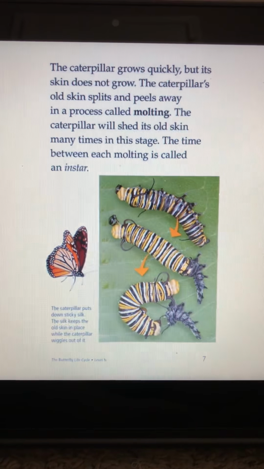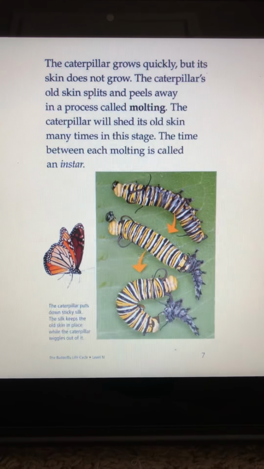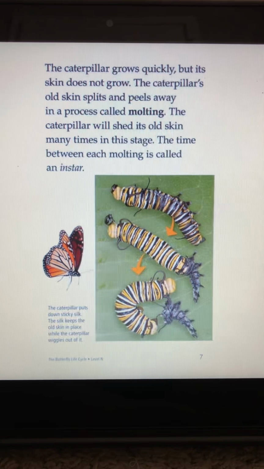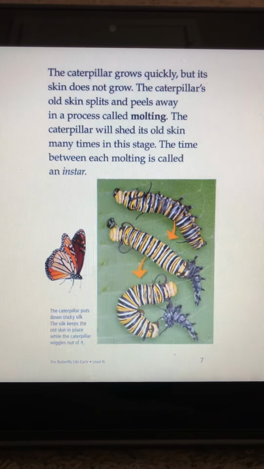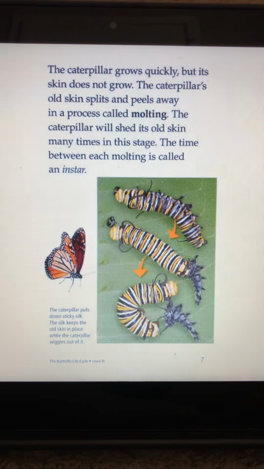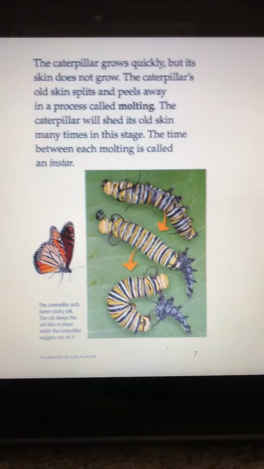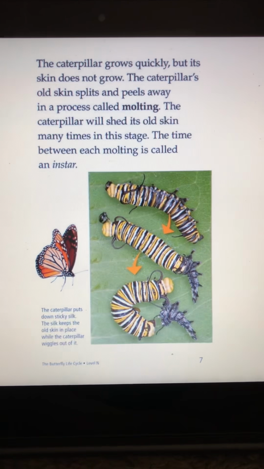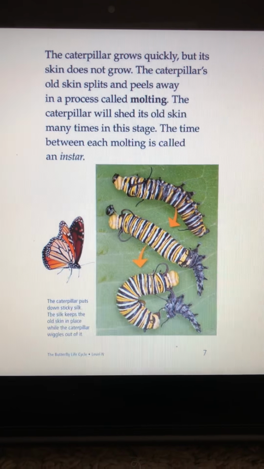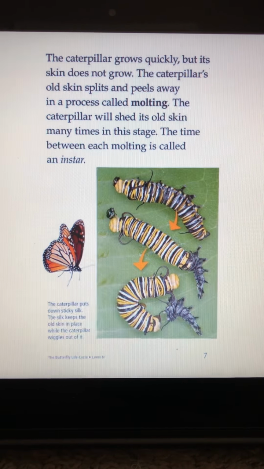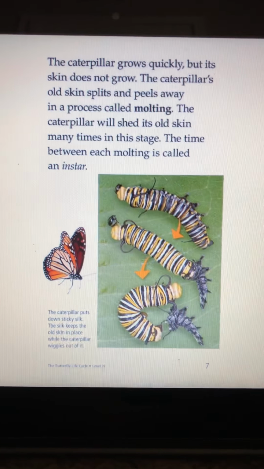A caterpillar grows quickly, but its skin does not grow. The caterpillar's old skin splits and peels away in a process called molting. The caterpillar will shed its old skin many times in this stage. The time between each molting is called an instar. So here at our bottom, it says, the caterpillar puts down sticky silk. The silk keeps the old skin in place while the caterpillar wiggles out of it.